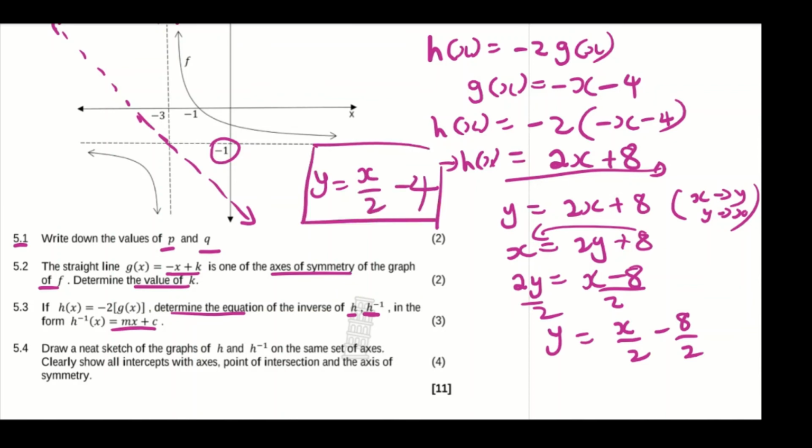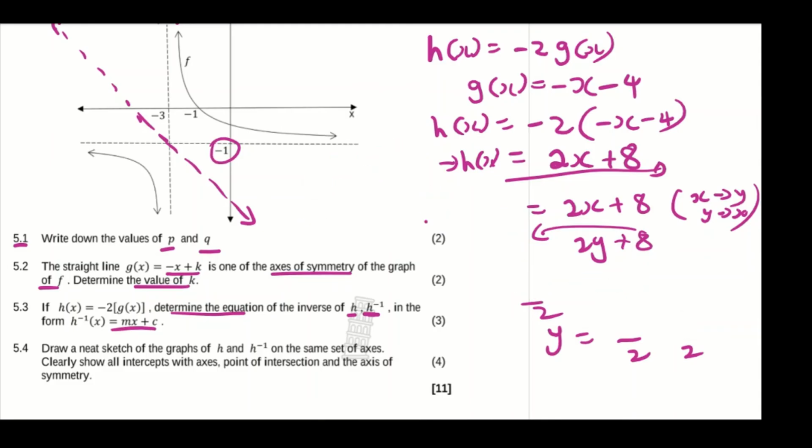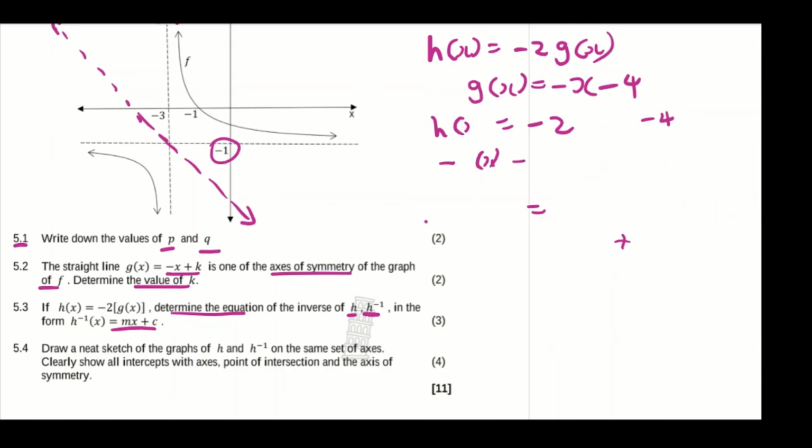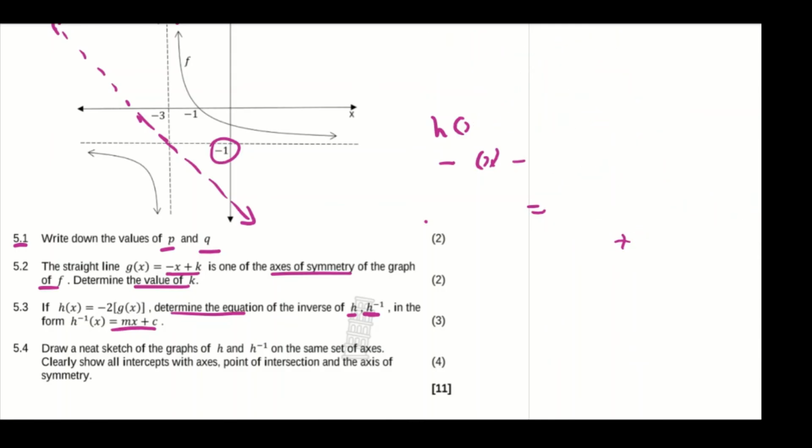So this is the inverse of the problem here in 5.3. So we're done. Going to go to 5.4, right? So in 5.4, we are asked to sketch neatly the graph of h and the graph of the inverse of h, and what we need to show are the intercepts, points of intersection, and the axis of symmetry, right?